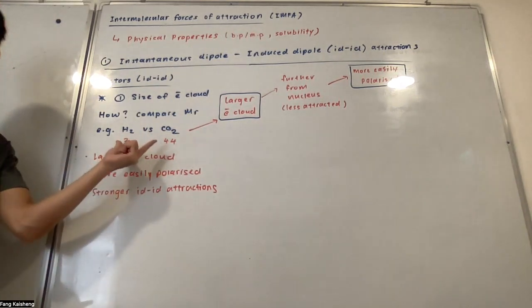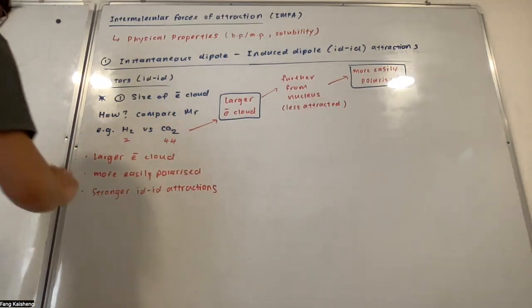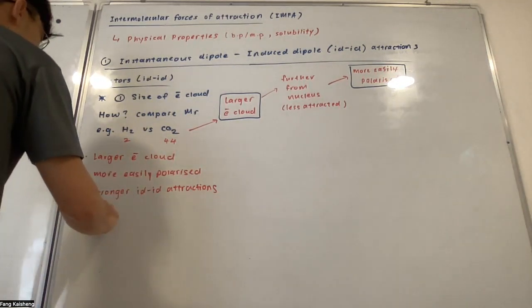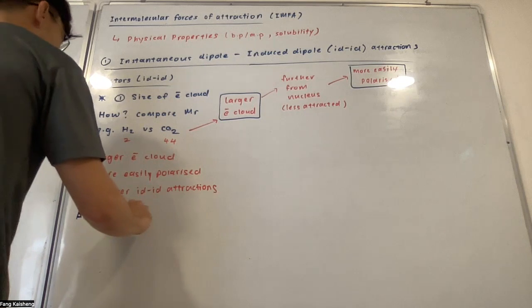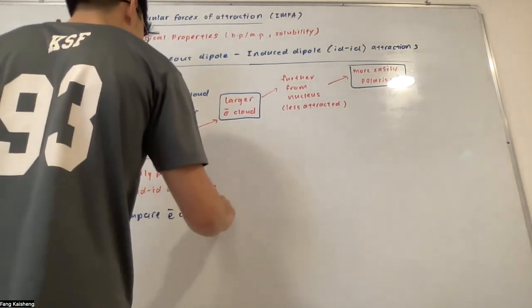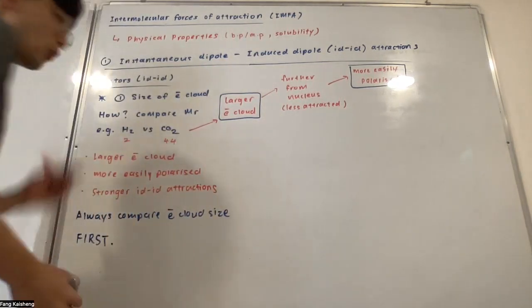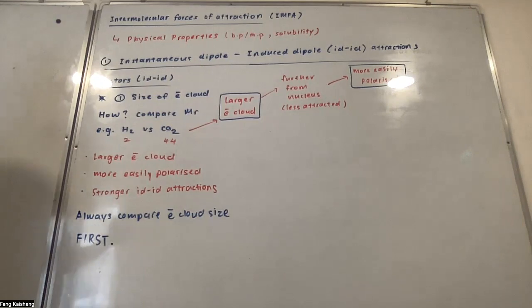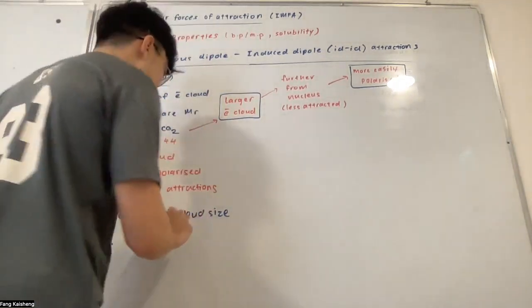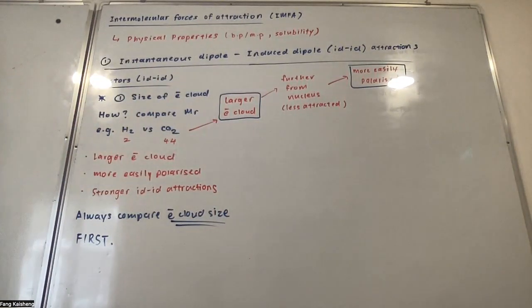If the MR is what? The same or similar, right? Okay, so guys, this is the thing that I need to mention. You must always compare electron cloud size first. That is like the first course of action when they give you two molecules to compare. Electron cloud size is basically the primary factor to compare.